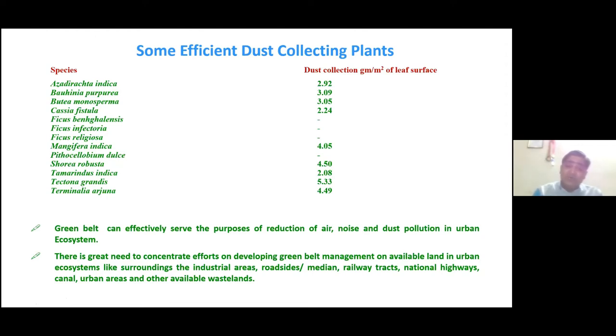There is a great need to concentrate effort on developing greenbelt management on available land in urban ecosystem, like surrounding the industrial areas, roadsides, median, railway track, national highway, canals, urban areas, and other available wastelands.